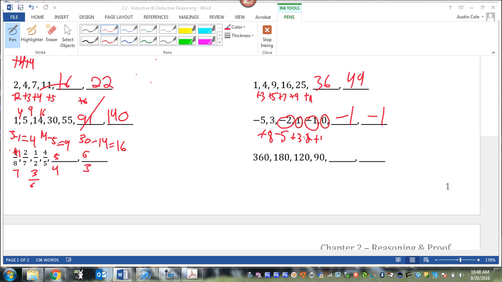Yeah, well, I have another way too. You could go like times 2, times 3, times 4, times 5. No, that's a pattern. That works though. It does work. Yes, it does work.